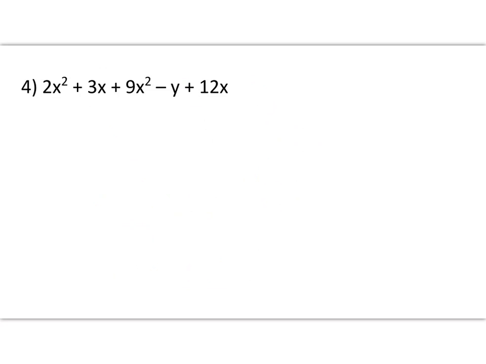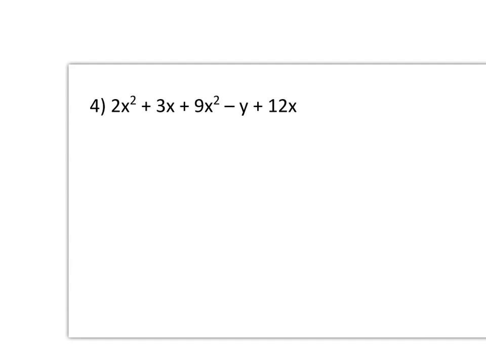Let's move on to number 4. Now I have a longer algebraic expression here, but I can still handle it. I'm looking for like terms that have the same variable and the same exponent. So if we start with 2x squared, I notice that I have a +9x squared. Those belong together. I have a +3x, and that goes with a +12x. And finally, I've got this -1y right there by itself.